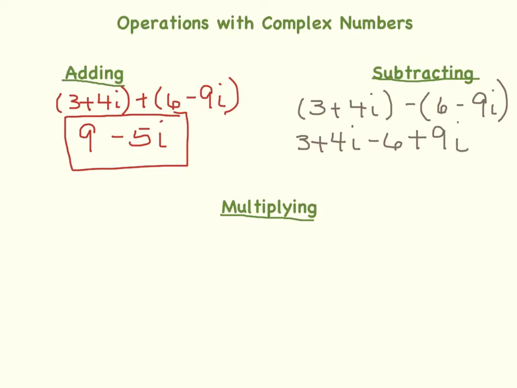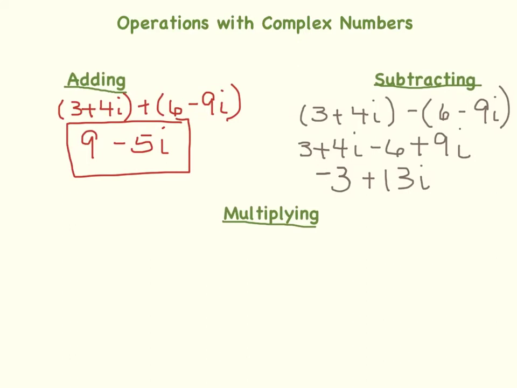And now we are ready to combine our like terms. So again, here I have 3 minus 6. So 3 minus 6 is negative 3. And then I have positive 4i plus 9i, and 4 plus 9 is 13, so I can write plus 13i. And that's our answer. Our answer is negative 3 plus 13i.